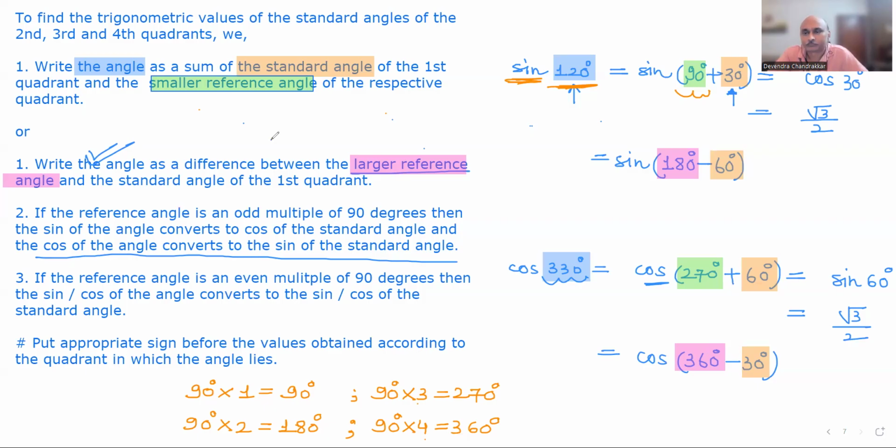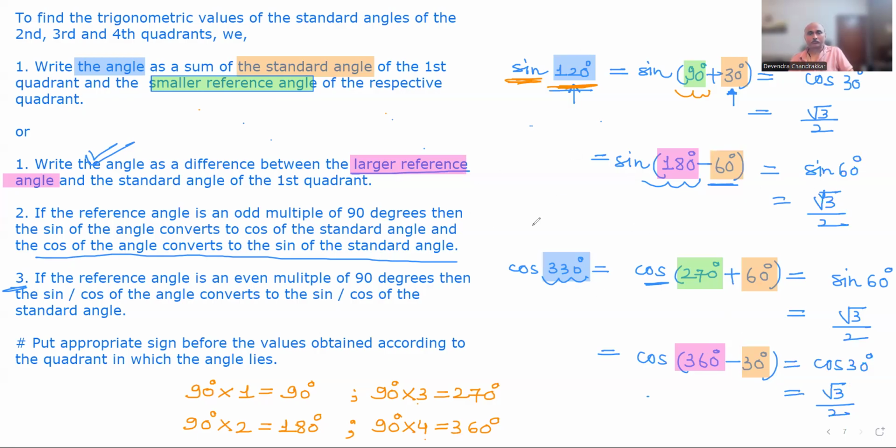Yes or no? Yes, sir. Now let's do the next part, the third one. If the reference angle is an even multiple of 90 degrees, then the sine of the angle converts to sine of the standard angle. So here it will be sine of 60 only. Sine of the angle 120 remains sine of the standard angle. Here it will be cos 30, right? So the value of cos 30 is root 3 by 2. The value of sine 60 is again root 3 by 2. Okay? So incidentally, these values are the same.